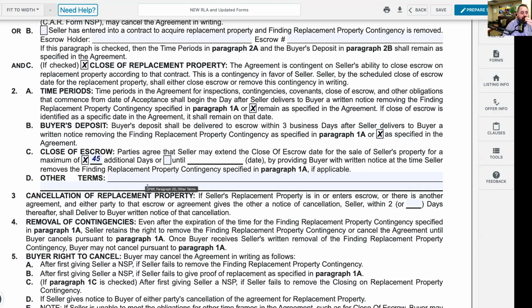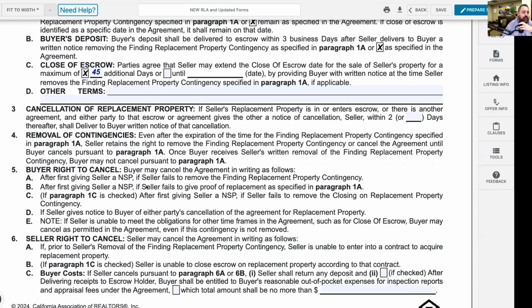what those could be. Cancellation of replacement property. If seller's replacement property is in or enters escrow, or there is another agreement and either party to that escrow agreement gives the other a notice of cancellation, seller within 2 days thereafter shall deliver to buyer written notice of that cancellation. Again, just like the opposite. When the buyer's down leg is canceling, you have to tell the seller. When the seller's up leg is canceling, you got to tell the buyer.